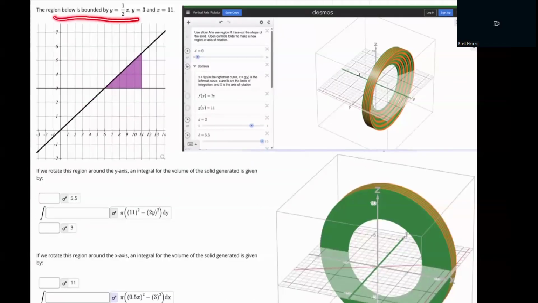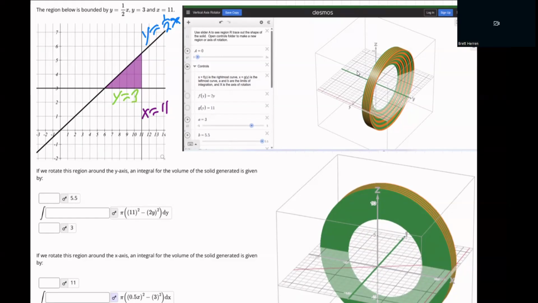The region below is bounded by y equals half x, y equals 3, and x equals 11. So you get this right here. Here's x is 11. This is y equals a half x. And this is y equals 3 right here. Okay, so there's a little region.